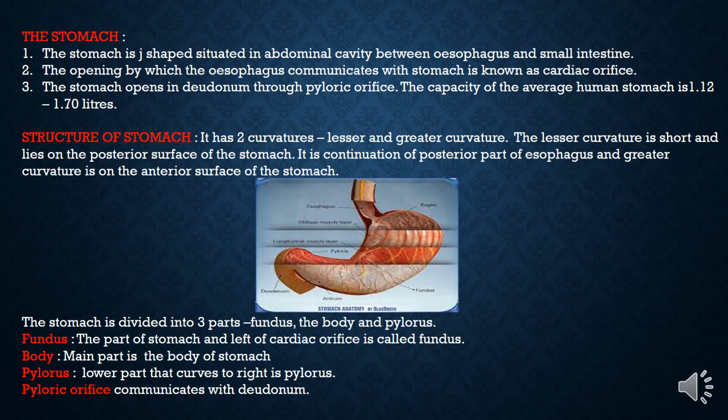The stomach is divided into three parts: fundus, body, pylorus. What is the fundus? The part of the stomach to the left of the cardiac orifice is called the fundus. What is the body? The main part of the stomach. And the pylorus is the lower part that curves to the right. Here you can see in the picture. And the pyloric orifice, what is that? It communicates with the duodenum.